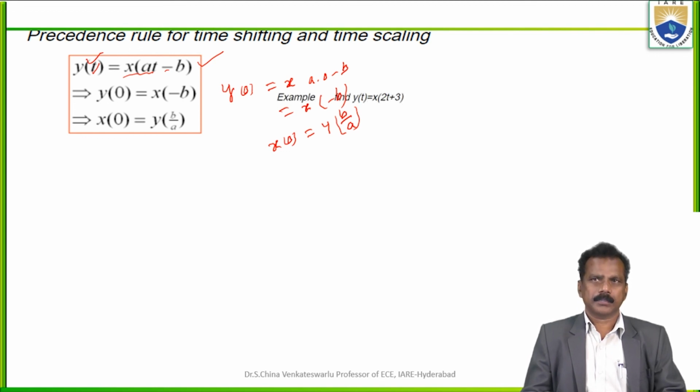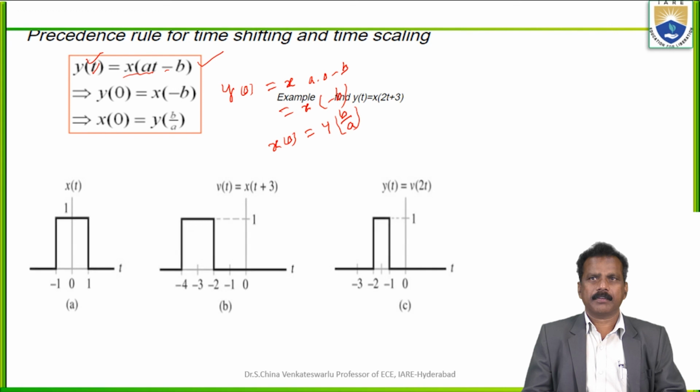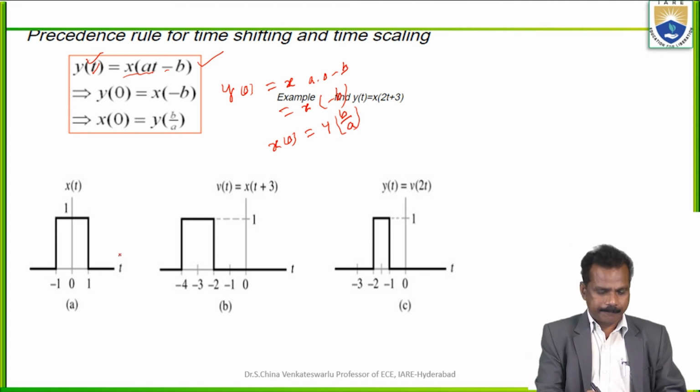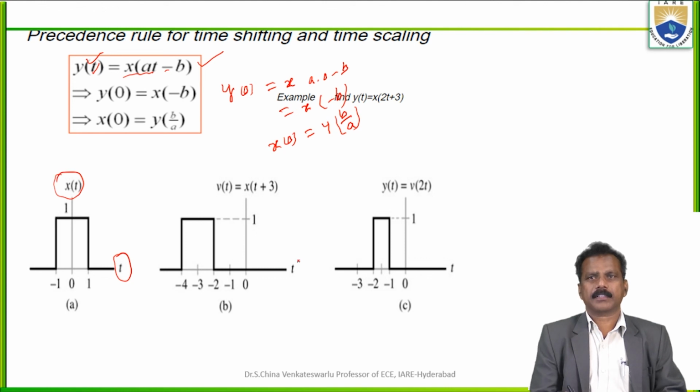So find y of t is equal to x of 2t plus 3, where x of t versus t is given. You can verify that graphically, with x of t versus y of t, x of t plus 3. Next, y of t is equal to 2t, and it is specified like this.